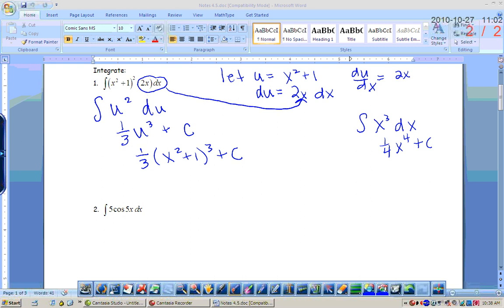Her comment was, is that just chance that 2x dx exactly equaled du? I started with a really easy example. We'll be able to manipulate it a little bit in order to make sure that it all fits together. So good lead into that.